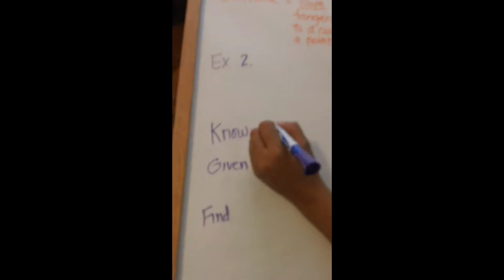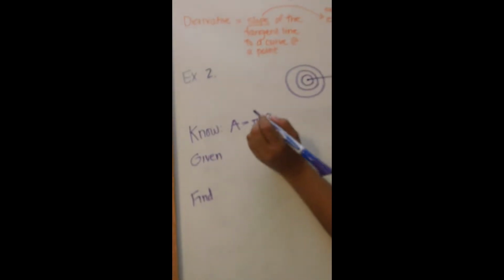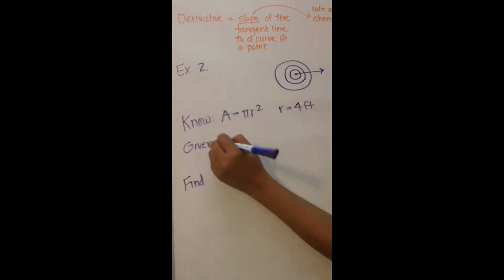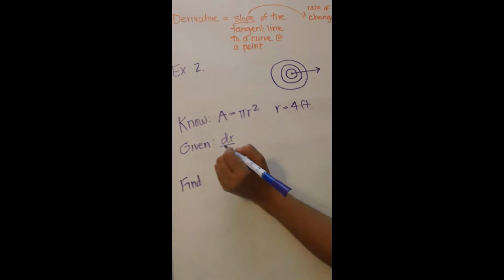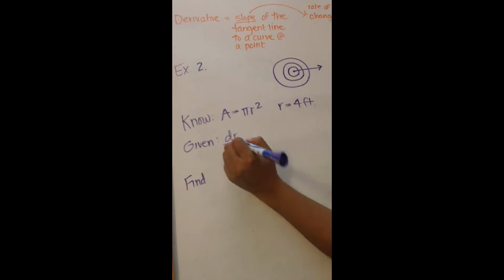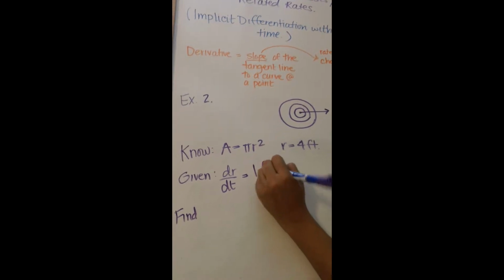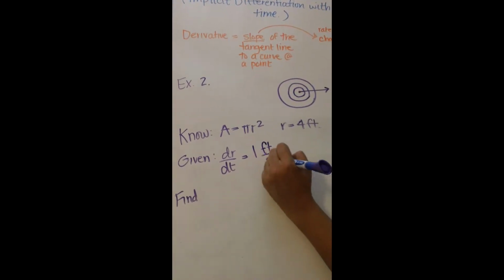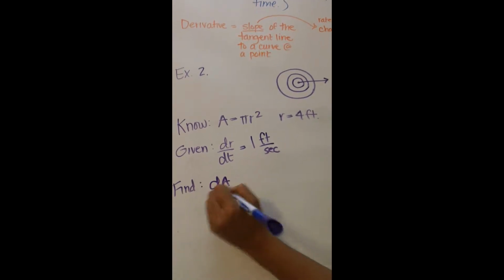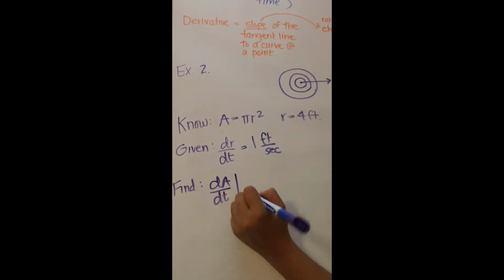Well, we know the area formula for a circle is A equals pi r squared. We know that the radius has to be 4 feet. We're given that the rate of change of the radius of the outer ripple is increasing at a constant rate of 1 foot per second, and they want us to find the change in the area when the radius is 4.